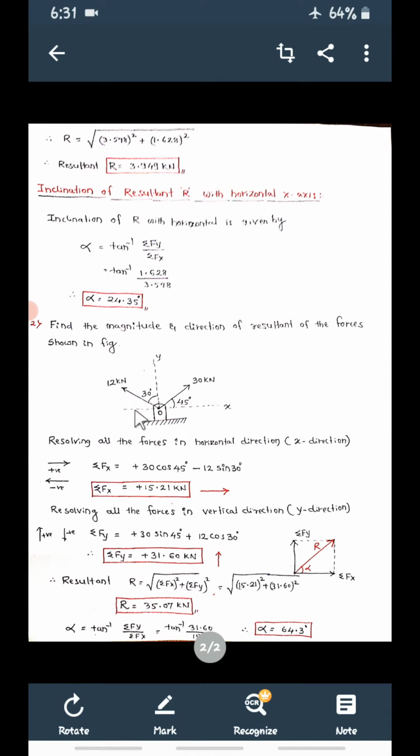this angle is not given. If this horizontal angle is given, then we'll take minus 12 cos of that. But this is given now, so it is reversed now. Right? So minus 12 sine 30 now. Horizontal, it is sine 30.